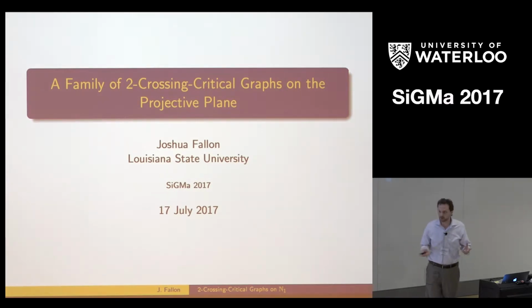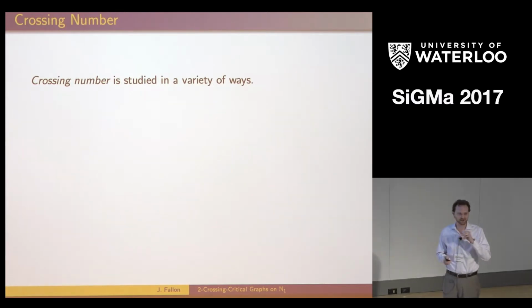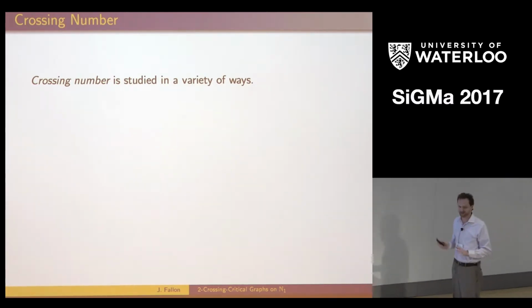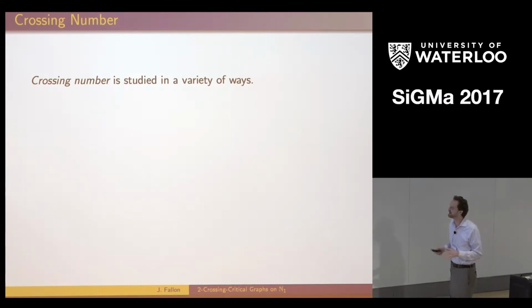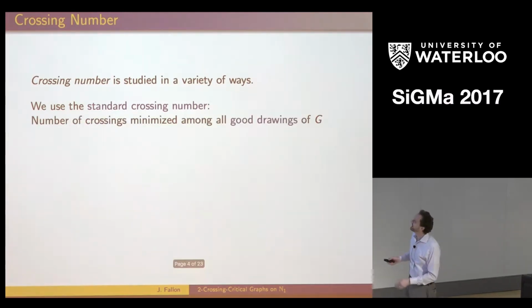We're going to talk about crossing number. So there's a lot of crossing numbers. I was just at a workshop last month where I think we discussed at least 25. So I want to make very clear what sort of crossing number I'm talking about, which is the standard crossing number. So we can all be happy about that.